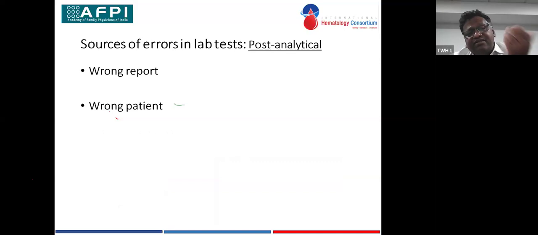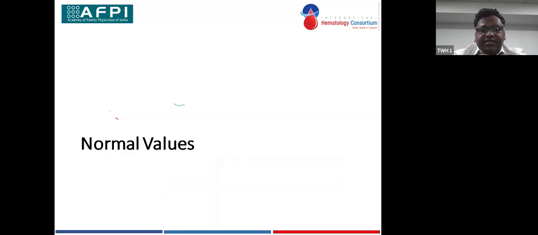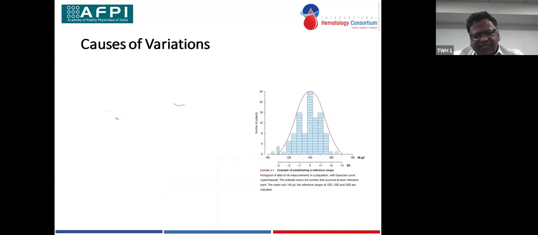Post-analytical, what are the errors? Obviously, wrong report, printing error, typing error, or somebody is looking at the screen and writing the report by hand. All of these can lead to errors. Now, assuming that our lab is doing a good job and errors are taken care of, what are the normal values? We need to understand the meaning of this word normal. This is very, very, very important.